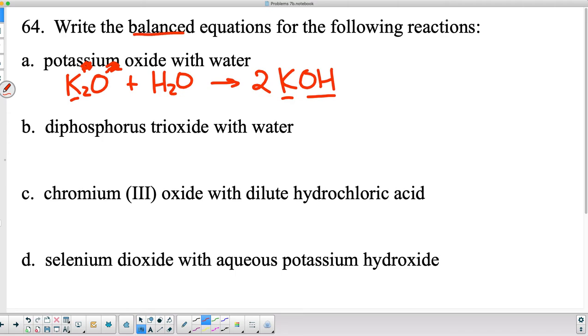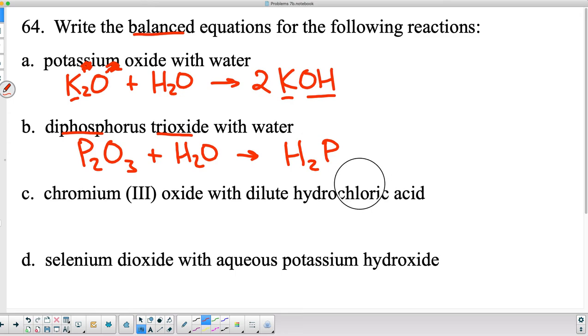So diphosphorus trioxide. Okay, this one here is a molecular compound, which means we're using the prefix method. So P2O3, di means 2 and tri means 3, plus water, like this. Okay, so what happens on the other side here? Well, when I add them up, I have 2 hydrogens, I have 2 phosphorus. Uh-oh. I think I'm wrong with this. I'm going to have to do some balancing here.